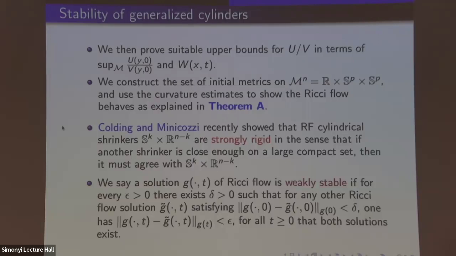So I'm going to first define the notion of weak stability. If you have a solution g of the Ricci flow, we will say that it is weakly stable if for every epsilon, you can find delta bigger than 0 so that for any other Ricci flow solution g tilde, which at initial time is delta-close to my metric g(0), then for all later times, the norm of the difference of these two metrics is less than epsilon for all times t greater or equal than 0 for which the flow exists.